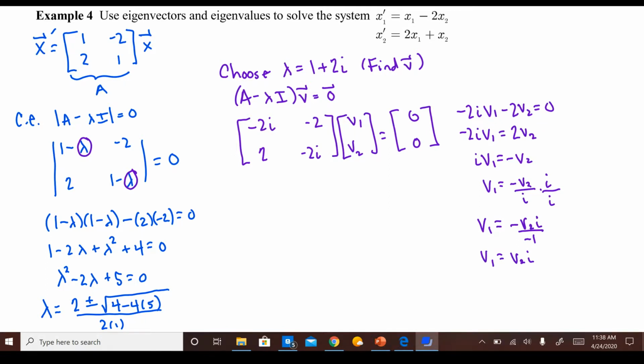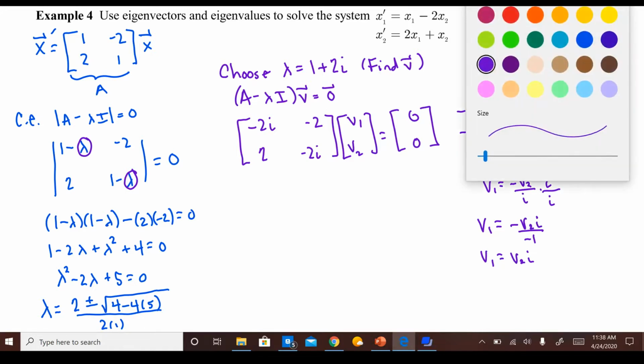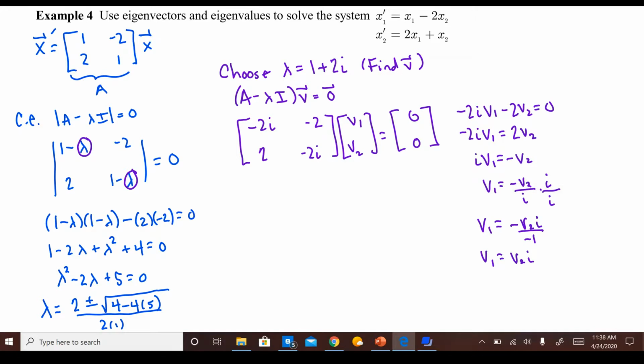Let's choose a convenient value for v2, such as i. Remember, at this point, we're dealing with a dependent system with infinite solutions, so I need to find one representative of the solution. Let's let v sub 2 equal i. Then v sub 1 equals i times i squared, or negative 1. So our corresponding eigenvector v is v sub 1 equal to negative 1, v sub 2 equal to i.